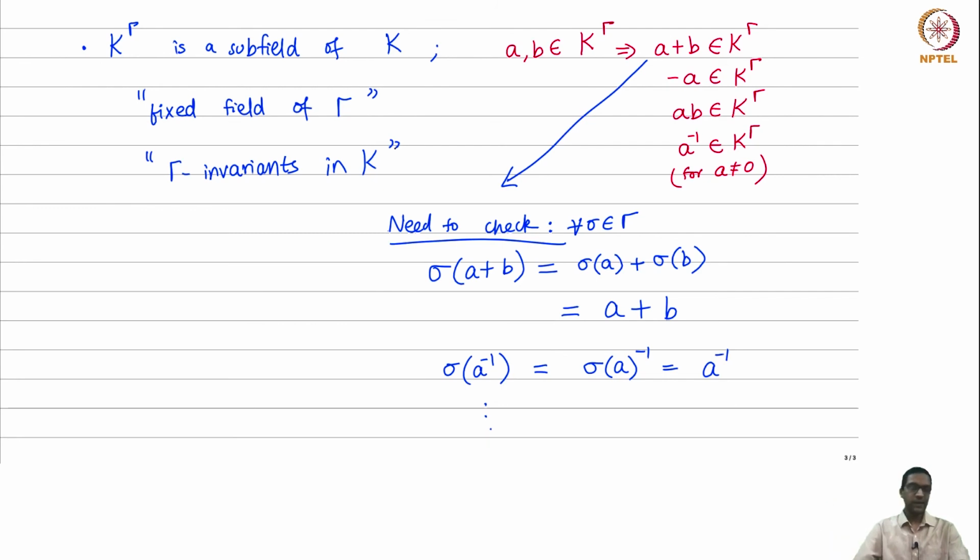Now observe we didn't really use the fact that gamma is a subgroup for any of this. In fact, if you just take any subset, this will still work the same way. It will turn out to be a subfield, but we will almost always only be interested in the case when gamma is a subgroup. That's what's going to occur again and again when we study Galois theory.